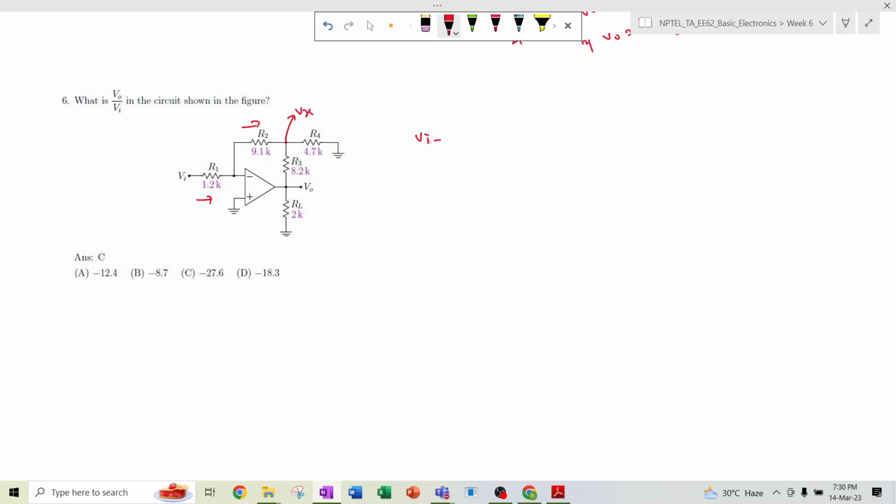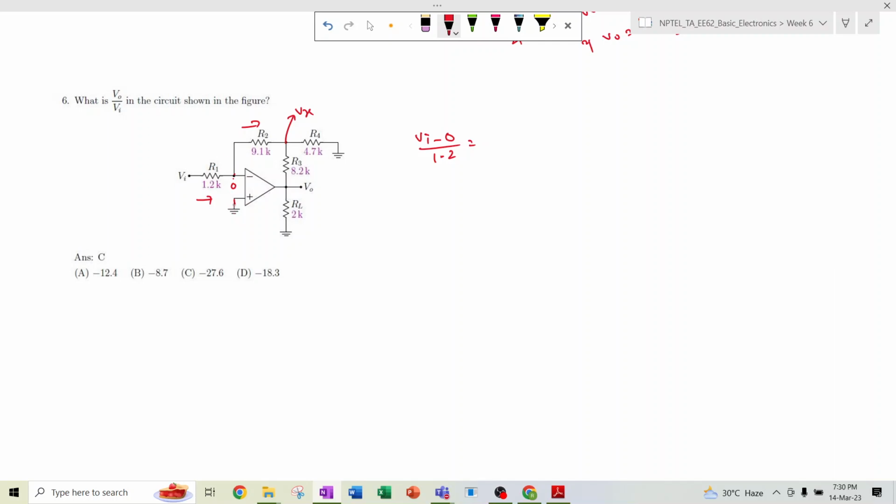So Vi minus, so this is ground, so this terminal also is equal to ground because it's a negative feedback terminal. So the virtual short concept holds, virtual ground concept holds. So Vi minus 0 divided by 1.2. At first we have seen that this is a negative terminal, right? Because the feedback path is between the output and the inverting terminal. And then we proceed with the virtual short concept.